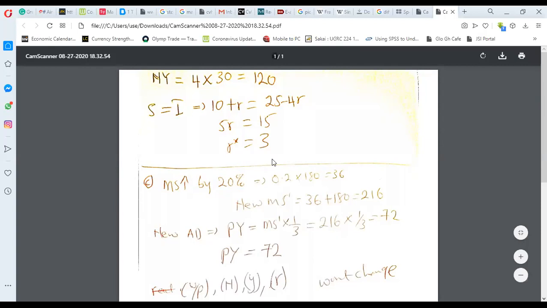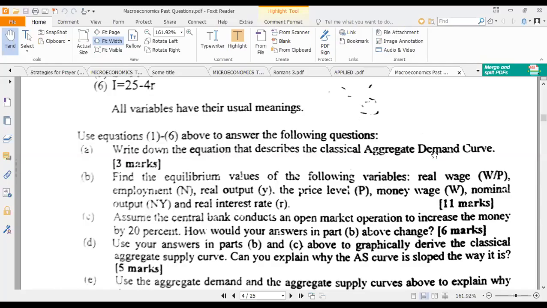Okay, so I guess there's no question. So we move on. Let's go back to the questions and see what we are supposed to do again. Marvin. Hello. Yeah, C. Assume the central bank conducts an open market operation to increase the money supply by 20%. How would your answers in part B above change?